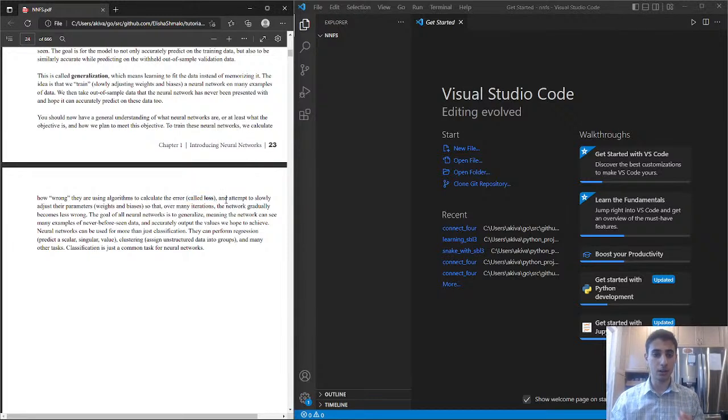In other words, we see, okay, here's the input. What do you think the output is? It says, I think the output is this, and we say, no, the output is this much. How wrong were you? And we basically use how wrong they were to attempt to slowly adjust their parameters so that over many iterations the network gradually becomes less wrong. We're always looking to decrease the loss, decrease how wrong the neural network is.